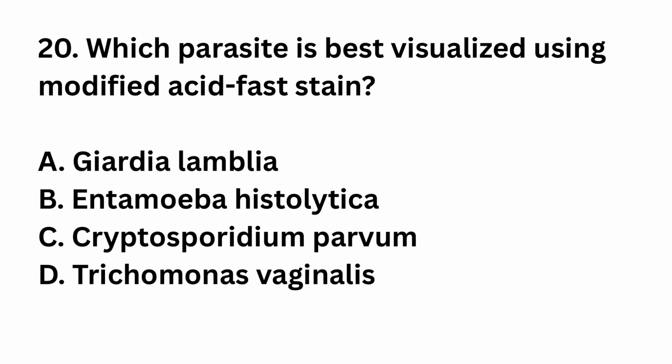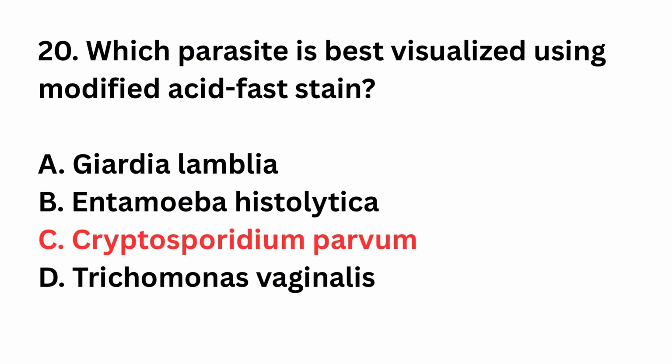Question number 20. Which parasite is best visualized using modified acid-fast stain? Giardia lamblia, Entamoeba histolytica, Cryptosporidium parvum, Trichomonas vaginalis. The right answer is option C, Cryptosporidium parvum. Oocysts appear as red spherical bodies. This stain is useful in diarrheal disease diagnosis.